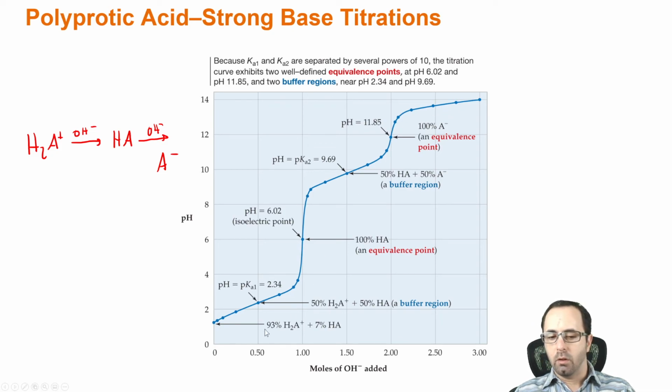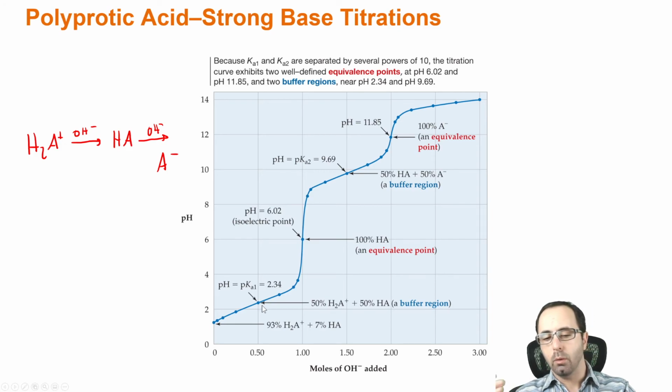And just as we saw before, in the buffer regions, the pH is equal to the pKa. But for diprotic acids, they have 2 Kas. They have the first Ka with the loss of the first proton, and the second Ka with the loss of the second proton. When it comes to the diprotic acid, just like the monoprotic acid, at the halfway equivalence point, the pH equals the pKa. But halfway to the first equivalence point, the pH will equal pKa1.